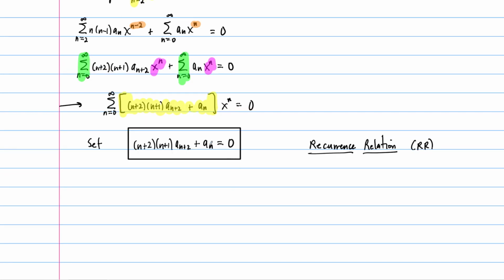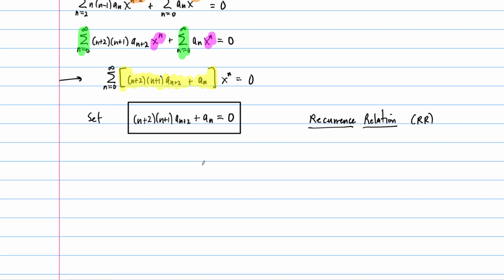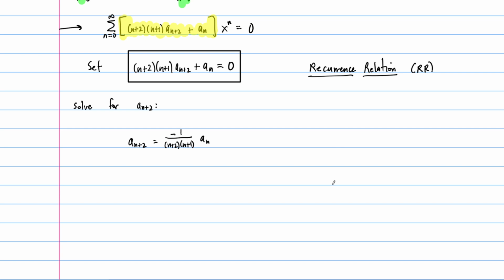And the reason it's called a recurrence relation is because now we can write a formula to solve for the a sub n plus 2 term in terms of the a sub n term. All right, so now we can solve for the highest indexed term, in this case a sub n plus 2. And so a sub n plus 2 is going to be equal to, we move this over, divide by these terms, negative 1, negative because we move it over, over n plus 2 times n plus 1, all times a sub n. Okay? All right, so what does this mean?